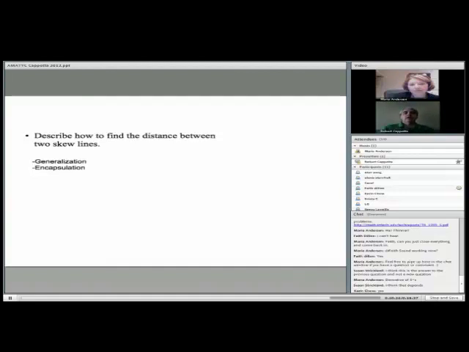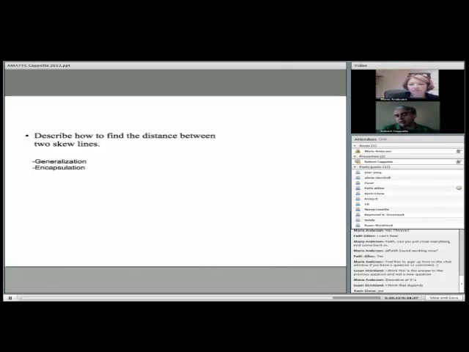Another question I like to give is, describe how to find the distance between two skew lines. In Calc 3, we talk about distance between a point and a plane, distance from a point to a line, even distance between two planes. But I do not think I've seen a discussion of how to find the distance between two skew lines in a calculus book.